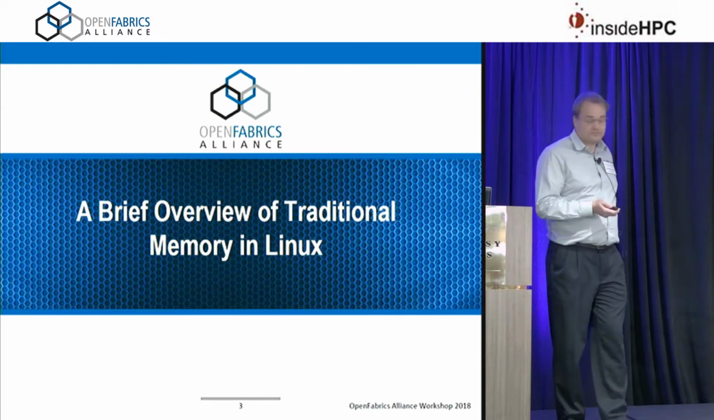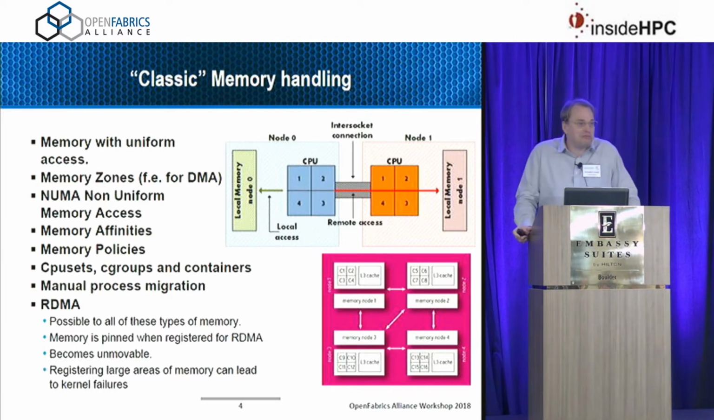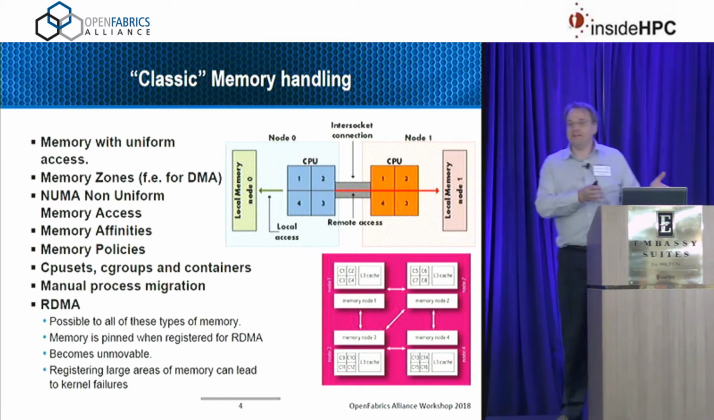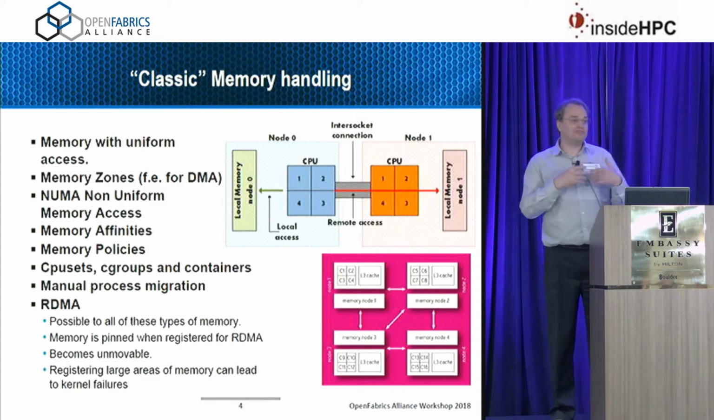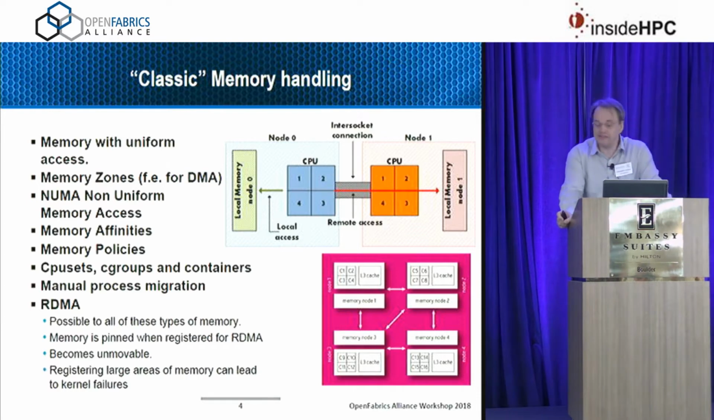So, traditional memory. In the very beginning, we had memory with uniform access. So accessing any memory location in your system would have the same latency. That caused problems initially when we ended up with devices that were not able to access the full physical memory. So then we started segregating memory into zones. There was a zone for the devices that could only do 16 megabytes, and a zone for the devices that could only do 4 gigabytes, and then a zone for the whole of memory. So that was the first categorization of memory in Linux.